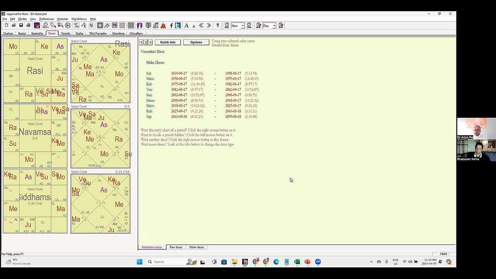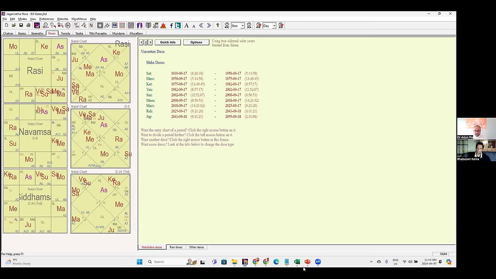Next, we will go into the dual sign, which is Sagittarius, where Purva Ashada falls. That will be the next 6 years, 8 months. The seventh house is activated. Remember that. And then the last phase: the third house will be activated, which is Leo.